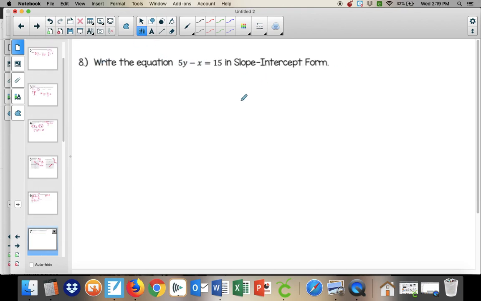Write this in slope-intercept form. Well, right now, this is in standard form. Again, I want it in y equals mx plus b. So my first step is I'm going to bring the x over. It's subtracting, so I'm going to add x. So I'm left with 5y equals x plus 15.